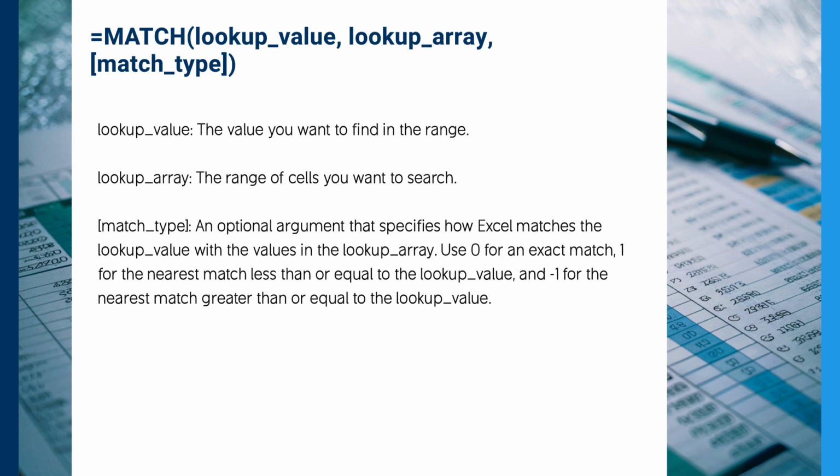The options are: 1, which is the default, finds the largest value less than or equal to lookup value. The lookup array must be sorted in ascending order. 0 finds the first value exactly equal to lookup value. The lookup array can be in any order. -1 finds the smallest value greater than or equal to lookup value. The lookup array must be sorted in descending order.